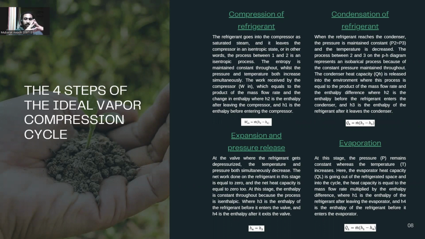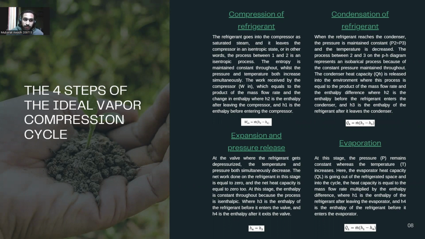The work received by the compressor, work in or net work, equals the product of the mass flow rate and the difference in enthalpy, where H2 is the enthalpy after leaving the compressor and H1 is the enthalpy before entering the compressor. So work in equals mass flow rate multiplied by H2 minus H1.